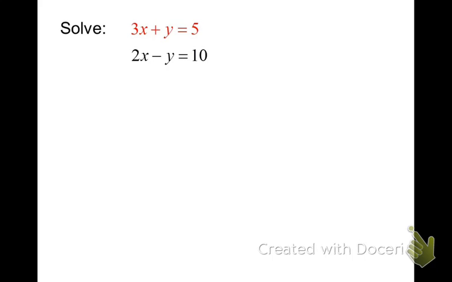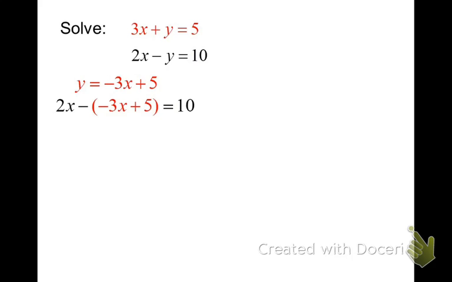So here's an example. We got 3x plus y equals 5 and 2x minus y equals 10. And so the first step is to solve one of the equations for one of the variables. I'm going to solve the red equation for y. I'm going to put that in slope-intercept form. So now that's isolate one variable in one of the equations. So now that I've done that, I'm going to take this negative 3x plus 5 and I am going to substitute it in for the y in the other equation.